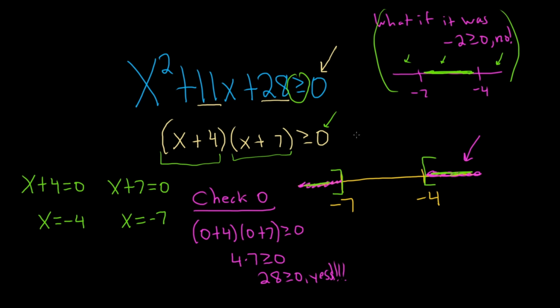Okay. So now from the picture, we can get the answer. So it'll be -infinity all the way to -7, bracket, union, -4, all the way to infinity. And that would be the final answer.